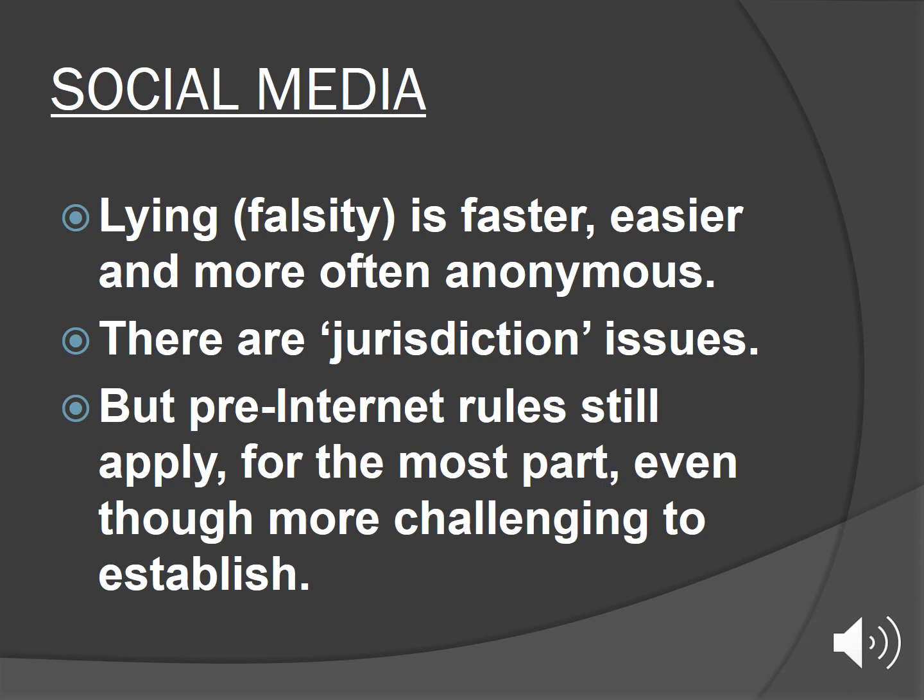There are jurisdiction issues because social media doesn't have any geographic boundaries. We talked at the beginning about how courts have to have power over the subject matter and over the people. Well, there's no court in the United States that has power over a person in Japan or in England or in Germany or in Haiti or in any other foreign nation. So if a libel originates overseas, then there are jurisdiction issues about how you would get a remedy. But the pre-internet rules still apply for the most part. They're just a little bit more challenging to enforce.